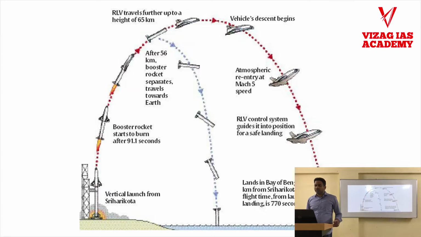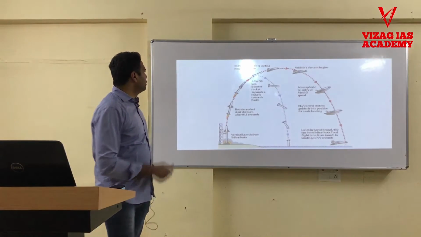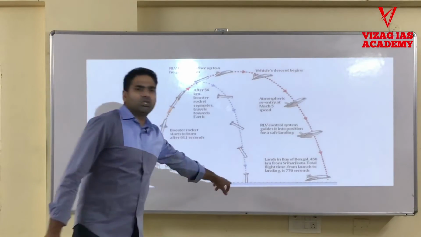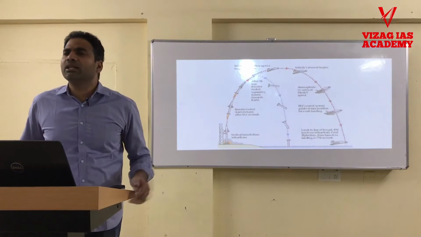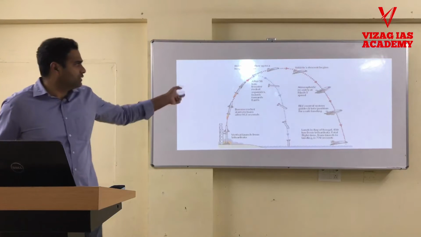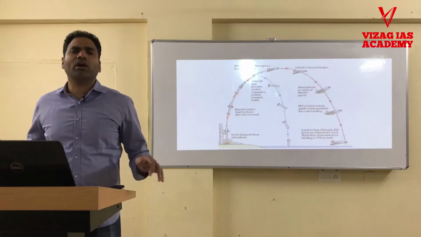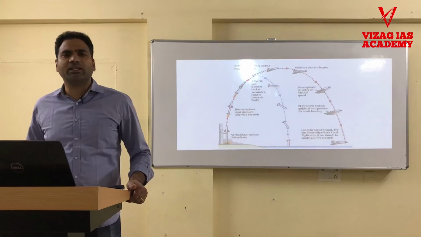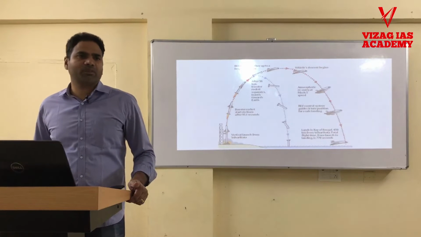This is a successful test actually. What they did is you can see something which is coming out. This is the booster which is falling down into the ocean, the sea. Booster also can be reused. And the actual vehicle, a winged vehicle, unlike a rocket, this is a winged vehicle. Even that can be reused, provided there is some rejig done.